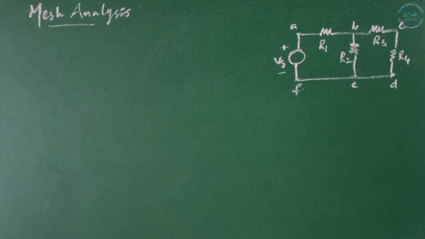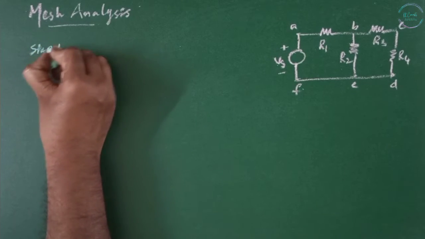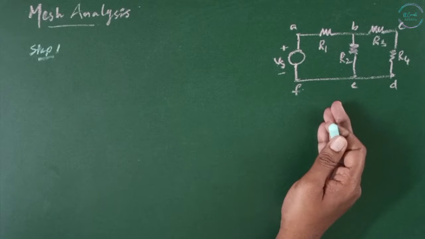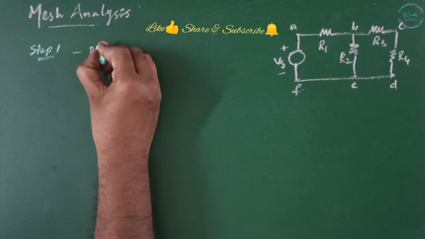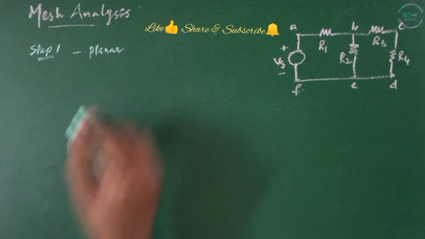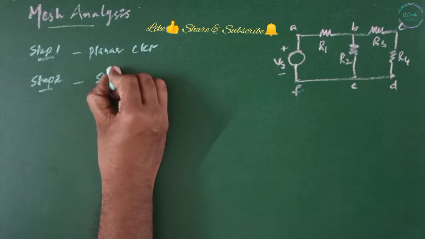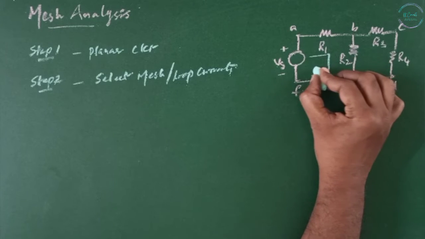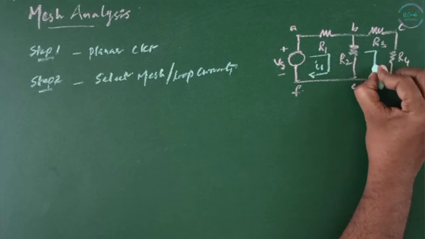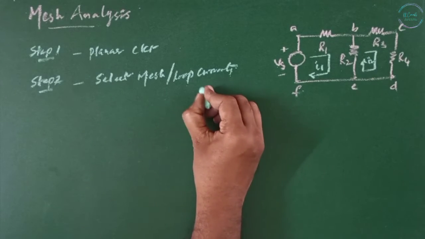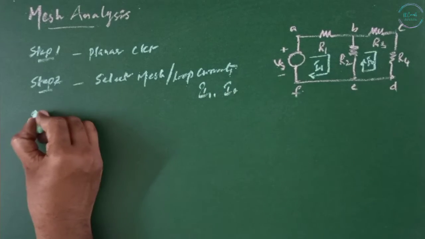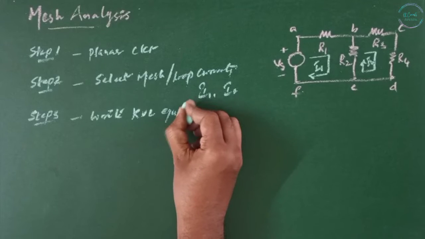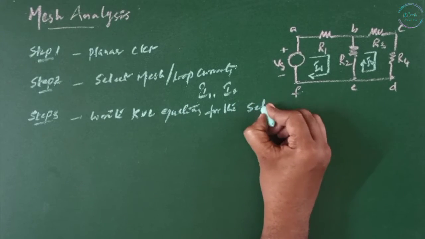So to do a mesh analysis, step 1, we need to check whether the given circuit is planar or non-planar. Here we have taken this circuit as an example, and this is a planar circuit, so we can apply mesh analysis. Step 2, select mesh or loop currents. I am selecting a loop current I1 here and I2 here. Step 3, write Kirchhoff's voltage law equations for the selected loops.